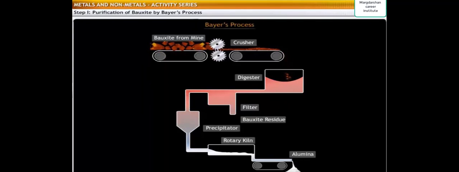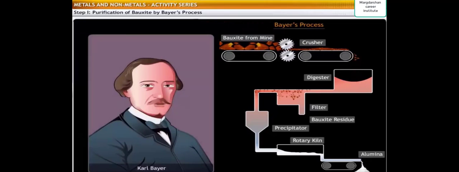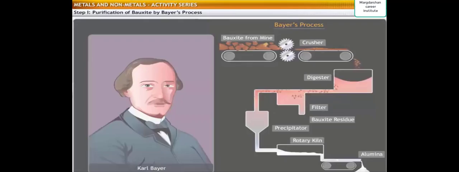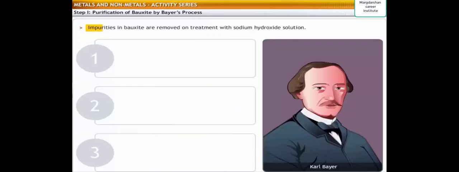This process is named after Austrian chemist Carl Bayer, who invented and developed the method to supply alumina for the textile industry. Iron oxide is present as an impurity in bauxite. In Bayer's process, this iron oxide is removed by treatment of bauxite with sodium hydroxide solution. Purification of bauxite involves 3 steps.